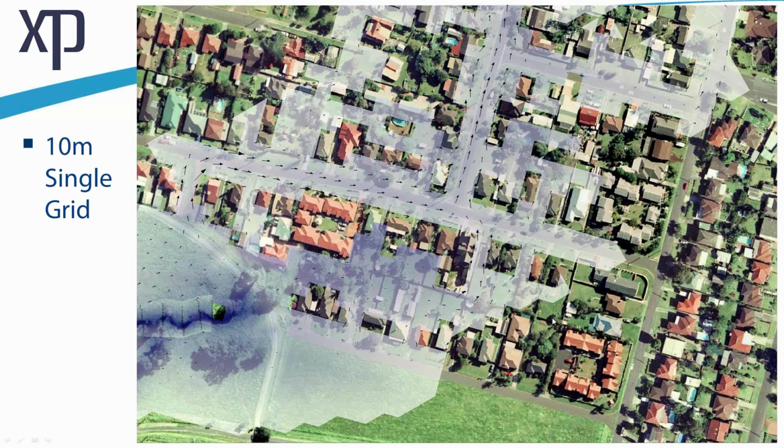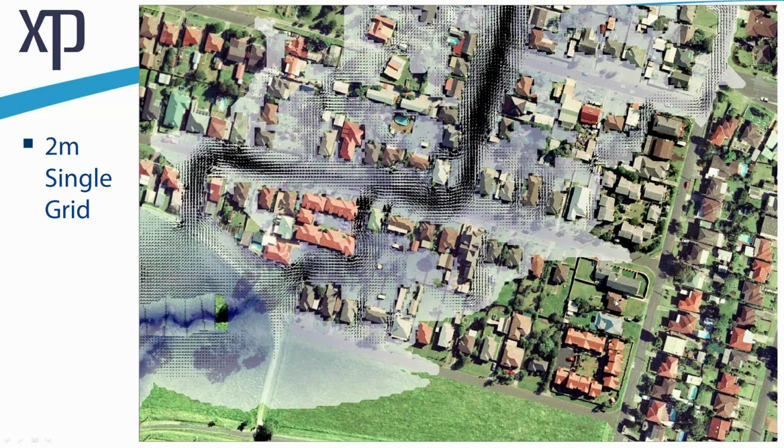So here's our 10-meter results zoomed in, and as you can see, the flow patterns are represented very coarsely, but it gives some sort of representation. If you now look at the 2-meter grid results in the same area, you see that you get a very fine resolution, as we showed earlier, and it looks much more representative of what you would expect.